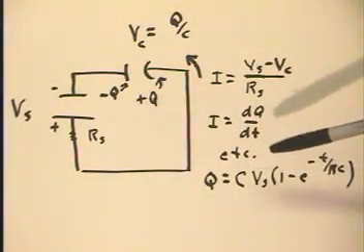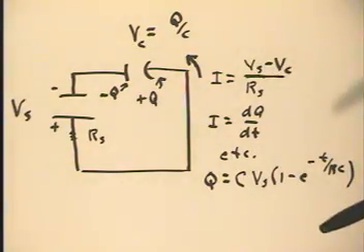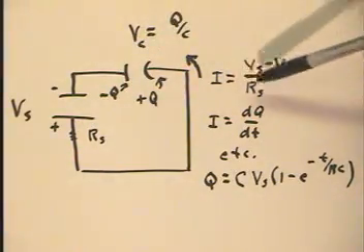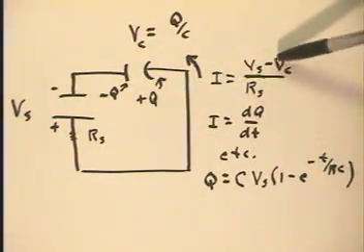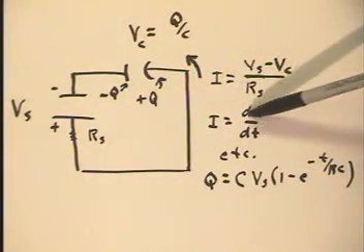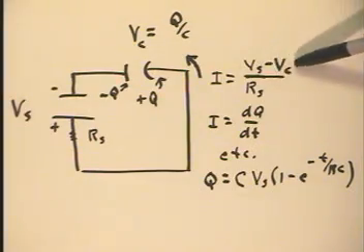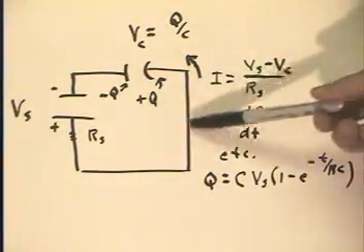Now, setting dq over dt equal to Vs minus Vc over Rs, if we let Vc equal Q over C, we plug that in for Vc in this equation. This becomes a differential equation. dq over dt is Vs minus Q over C, all divided by Rs. And we can solve that differential equation rather easily. It's a separable differential equation.